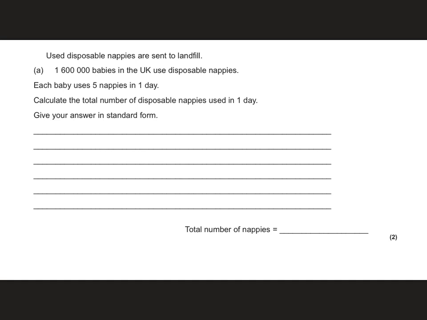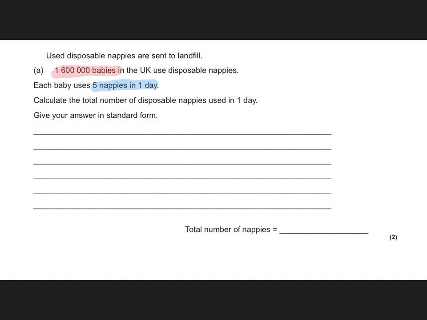And it tells you that each baby uses 5 nappies in 1 day. It wants you to calculate the total number of disposable nappies used in 1 day and give your answer in standard form. So first thing to do is highlight how many babies we've got. If we look at the screen here, we've got 1,600,000 babies, and we're using 5 nappies per day.